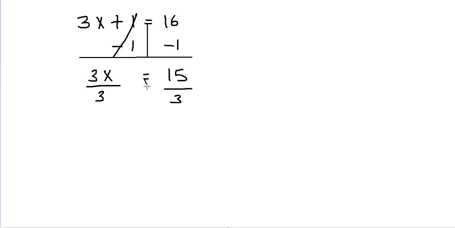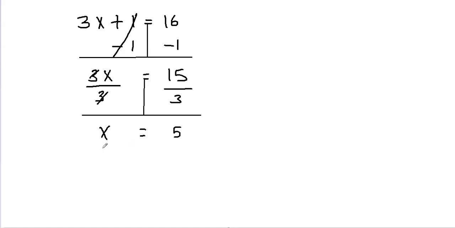And again, I'll make a T here just to keep it organized. Now you can see that this 3 and this 3 will cancel out each other. And 3 divided by 3 is just 1, and 1 times x is x. So basically we're only left with x on the left-hand side. Then we have the equal sign in the middle, and then 15 divided by 3 is equal to 5. So we got x equals 5. This is what we were looking for.